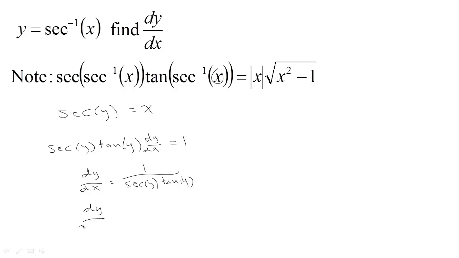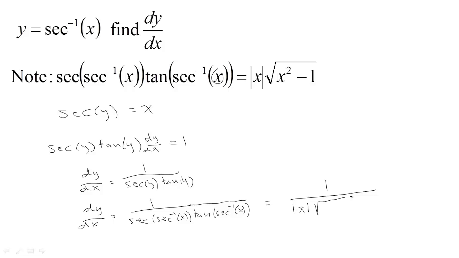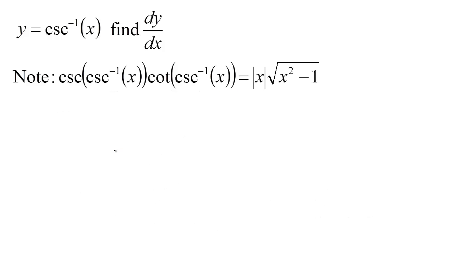And of course, y is the secant inverse, so we get the secant of the secant inverse of x times the tangent of the secant inverse of x. And we said with a little bit of work we could show that that's equal to the absolute value of x times the square root of x squared minus 1. The cosecant inverse works pretty much the same. You've got the same basic identity.